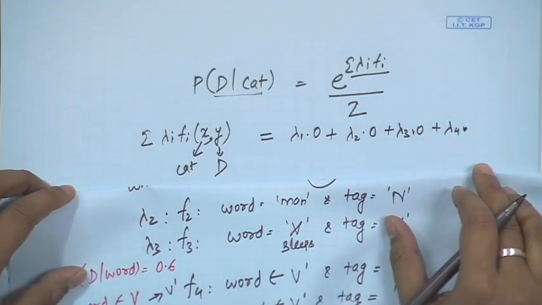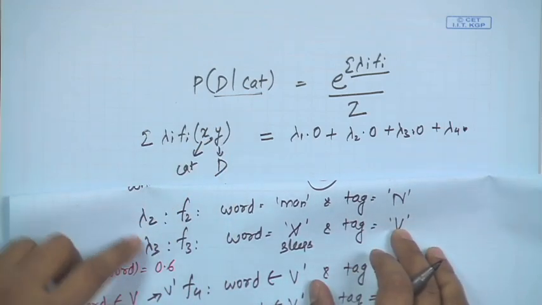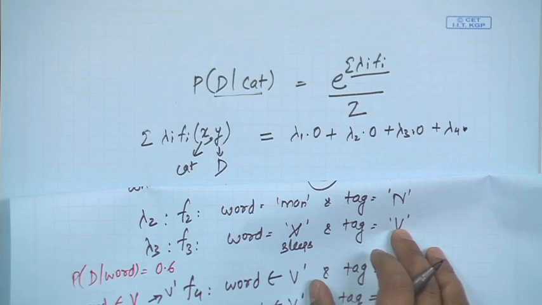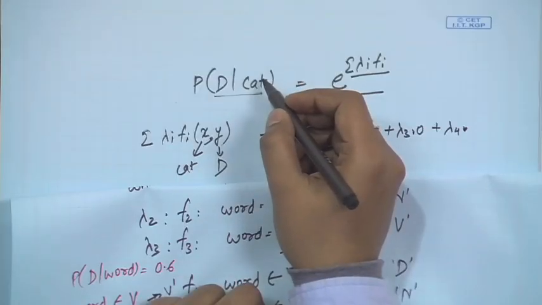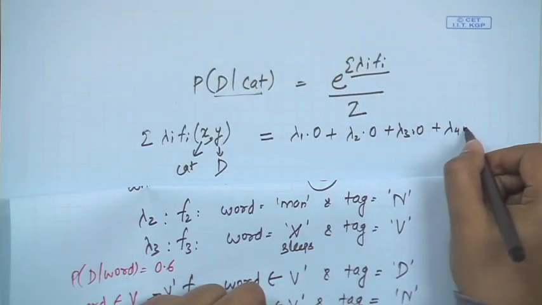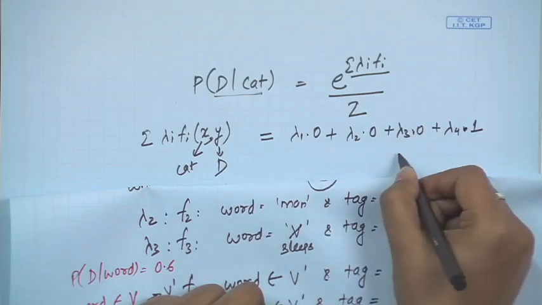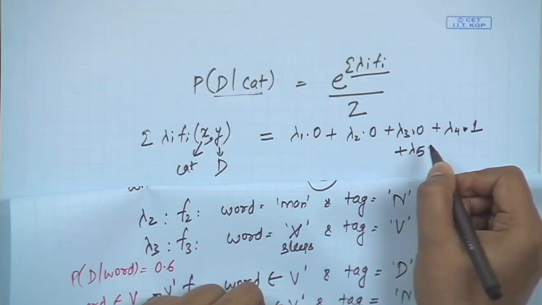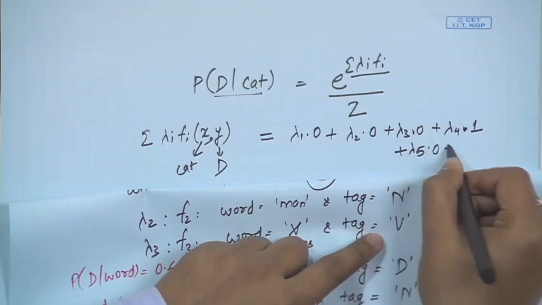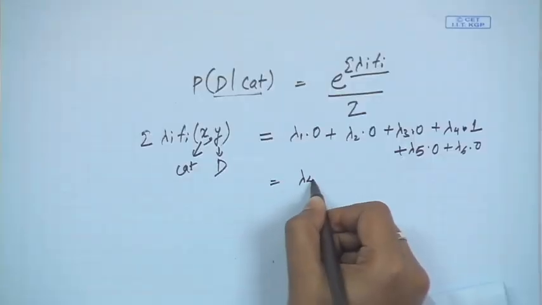So my feature f4 is: word is in v prime. Is this word in v prime? Cat is not either A, man, or sleeps, so it is in v prime, and the tag is D. So this is actually 1. So word is in v prime and tag is D. So lambda 4 times 1 (f4 is 1 in this case), plus lambda 5. Now you will see in feature 5 and feature 6 the tags are different, they are n and v, so they will again be 0, plus lambda 6 times 0. This comes out to be lambda 4.